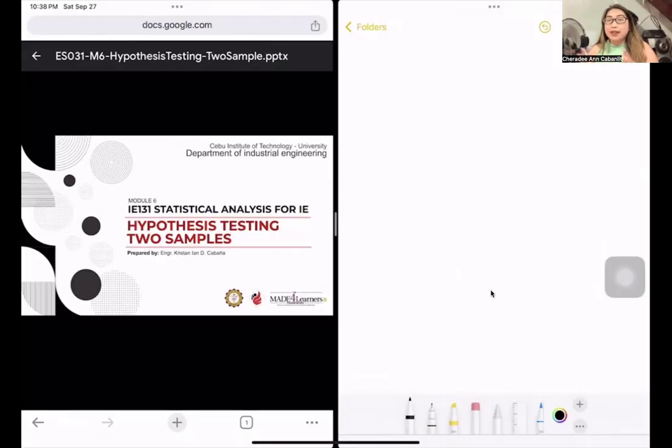Now, for the dependent types, it means the two populations are related. For example, your scores in the mock board exam and your scores in the final board exam. There is a related value or commonality because it is you as the subject who has those two sets of data. We call that dependent, or related values or related data.